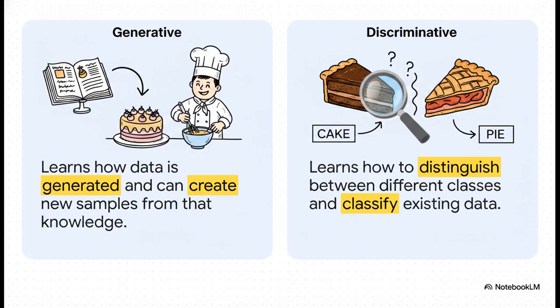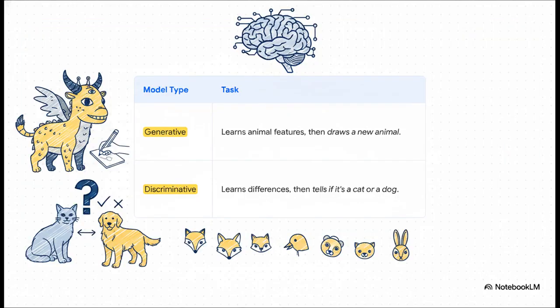It's that simple. And here's probably my favorite way to think about it, the animal analogy. A generative model is like an artist who studies thousands of animals and then can draw a totally new creature that looks plausible, even though it's never existed. The discriminative model is the expert field guide who can just glance at an animal and instantly tell you, yep, that's a cat, or that's a dog.